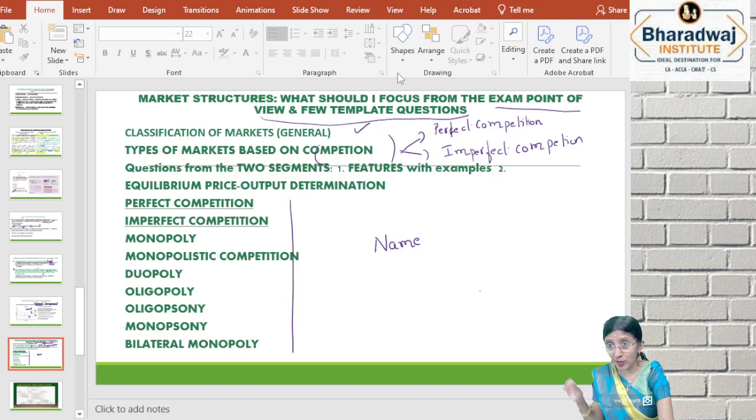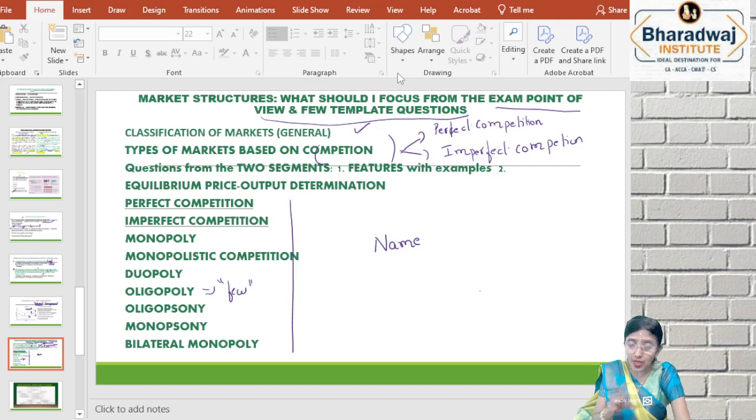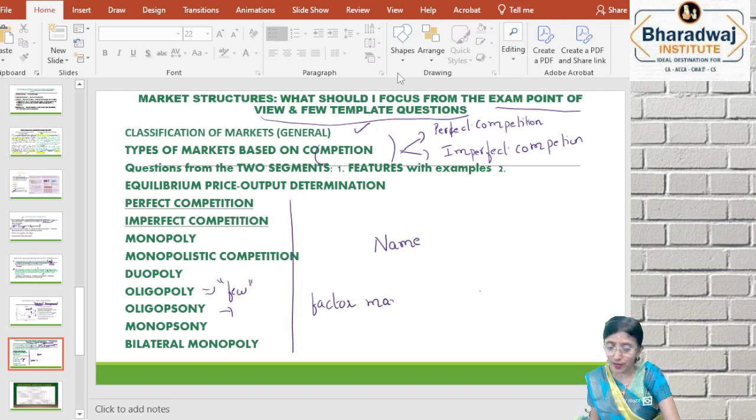Oligopoly, oligos means few, a repeated question. Oligos plus poly means few sellers. Oligopsony is a factor market. Remember that. It is not a commodity market. I've told you many times.